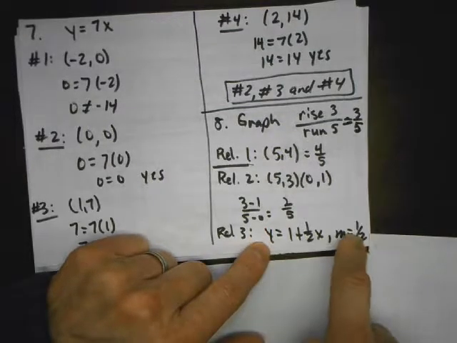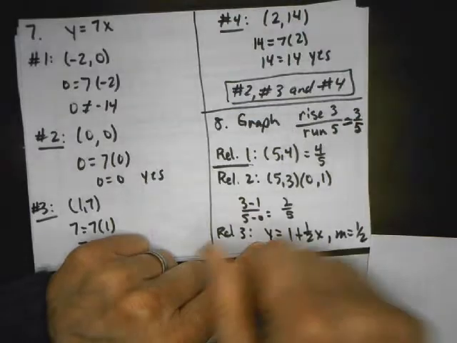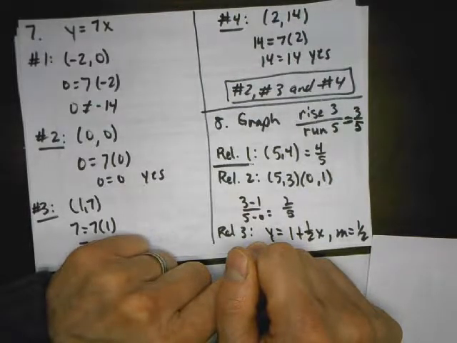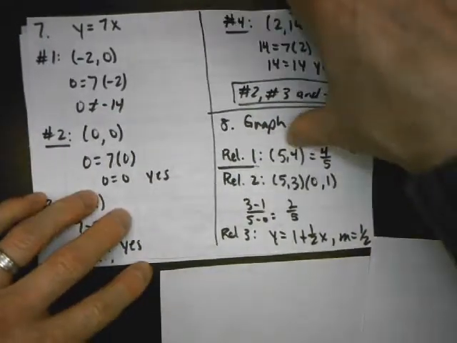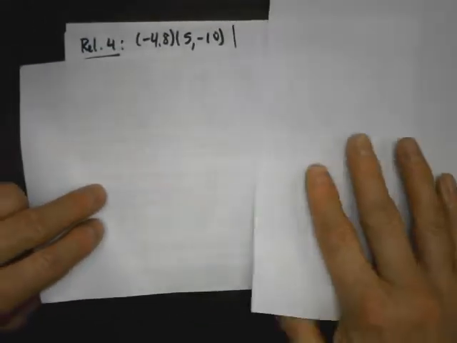The coefficient's 1/2. 1/2 is the slope. 1/2 is not greater than 3/5, right? Half of 5 is 2.5, so that's not greater. And so I take a look at the last one, relation 4.